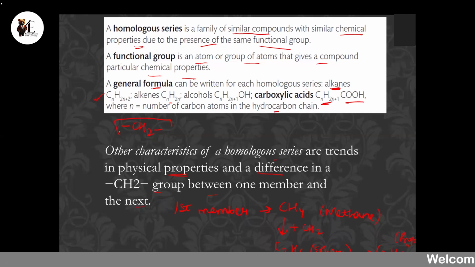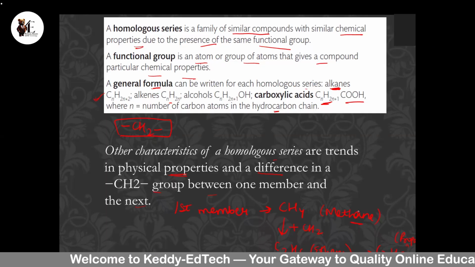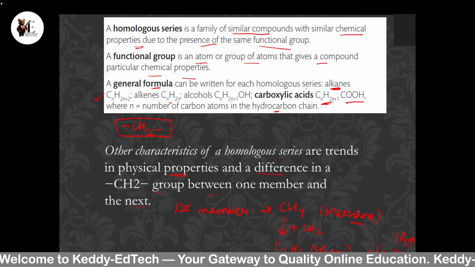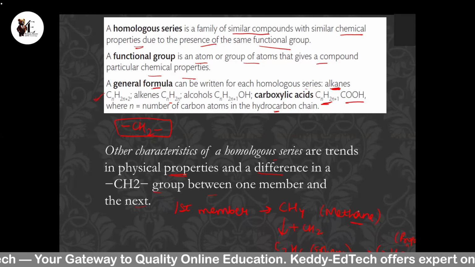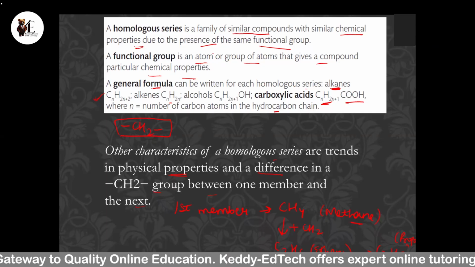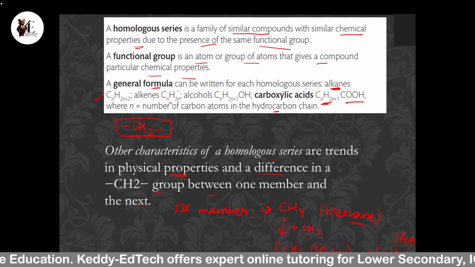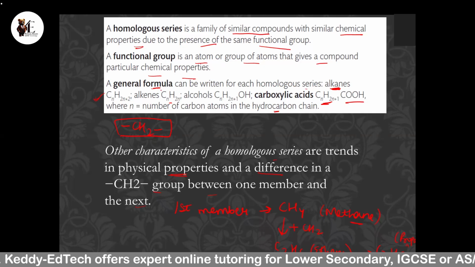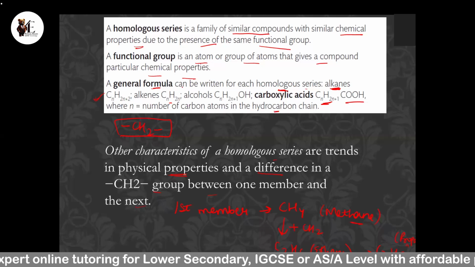What about chemical properties? Their chemical properties are also the same. Why? Because they have the same functional group. In this case we have alkanes, so they have the same functional group, and therefore the same chemical properties. Functional groups are like aldehyde, ketone, carboxylic acid. A functional group is an atom or group of atoms which gives a compound its particular chemical property. The general formula applies to all the compounds related to a particular homologous series. For alkanes, it is CnH2n+2.